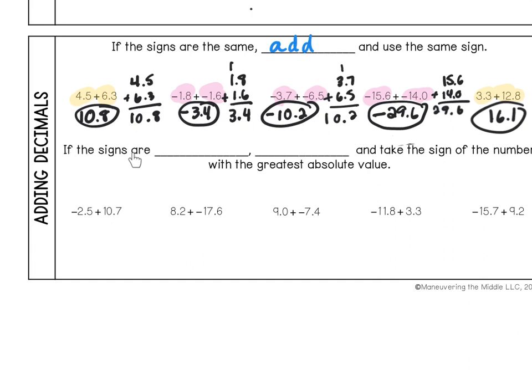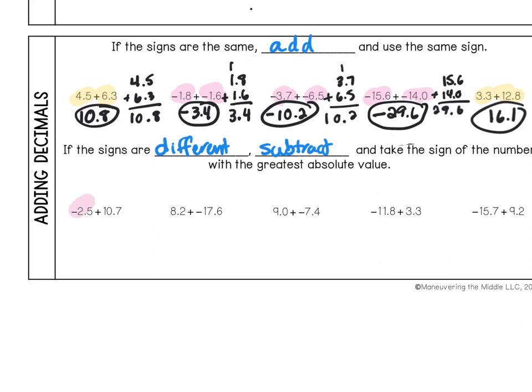So it says if the signs are blank, blank and take the sign of the number with the greatest absolute value. So these are the integer rules, and if the signs are different, subtract and take the sign of the number with the greatest absolute value. In other words, furthest from 0.